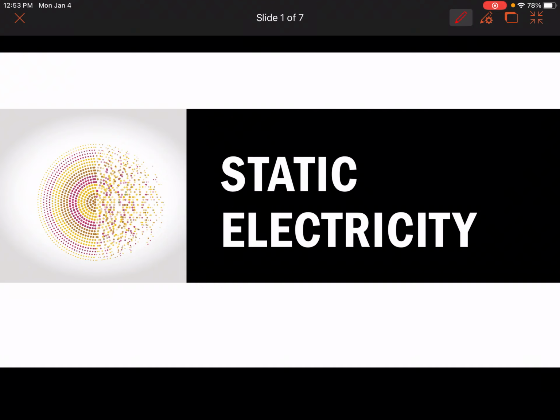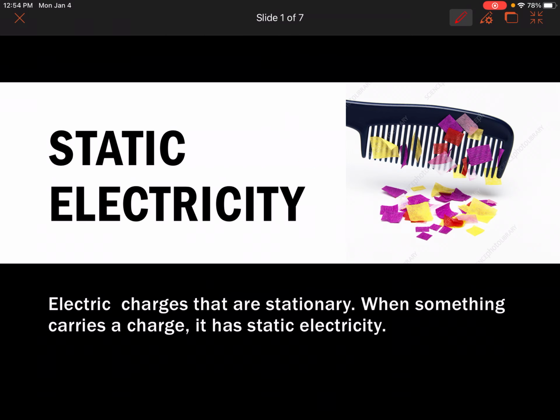Hi grade 9s. Today we are going to go through lesson 4.2 and the topic is static electricity. So you've got the notes in the package that you had there, so you're just going to fill in the blanks there and then we're going to draw some diagrams underneath that.